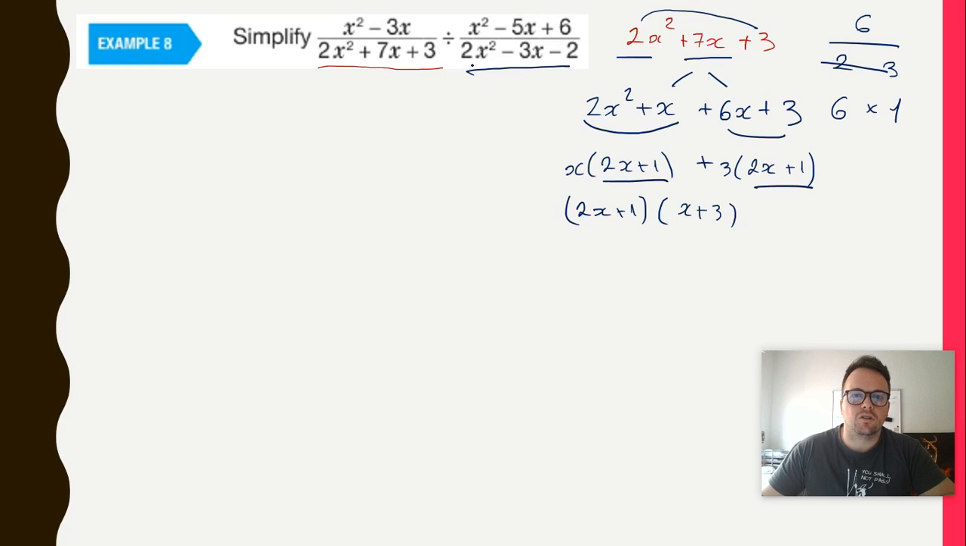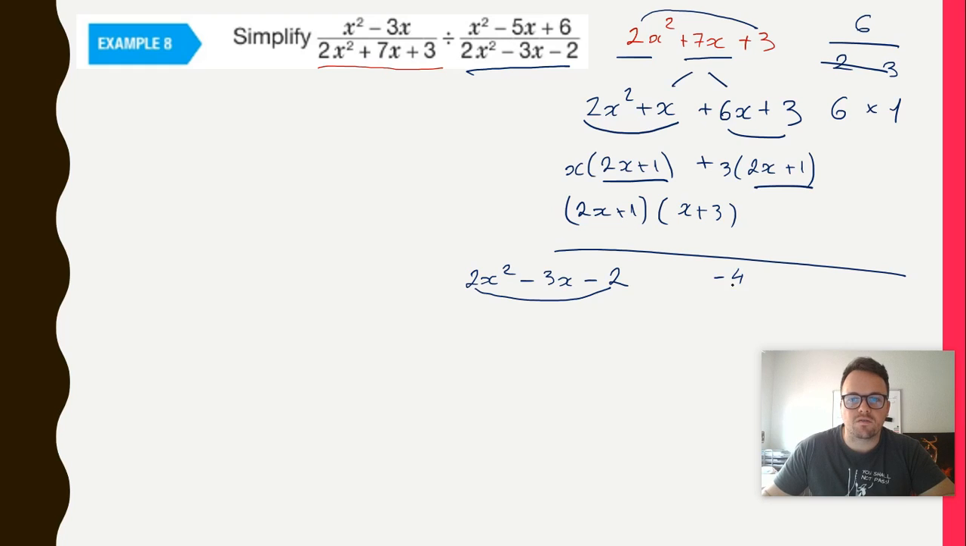All right, next one, 2x. Okay, we will keep that there. Let's focus on the next one. Let's write that here. 2x squared minus 3x minus 2. All right, 2 times negative 2 in this case is minus 4. So I want two numbers multiplied together to give you negative 4, and when I add them, they have to give me minus 3.